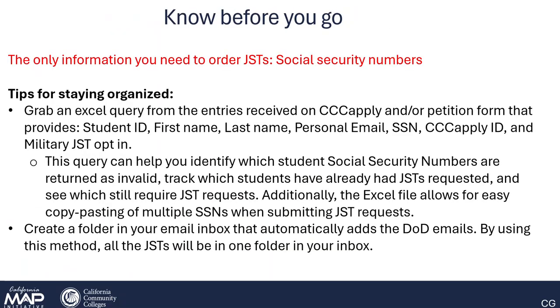Know before you go: the only information that you need to order JSTs is the social security numbers of your students. We do have a few tips listed here when it comes to staying organized and ordering these JSTs. One would be an Excel query where you have more student information and you can mark off any students that had social security numbers returned as invalid, and track which students you've already ordered for and which still require requests. You can also create a folder in your email inbox that automatically adds the DoD email address, and that allows you to have all your JSTs in one place.